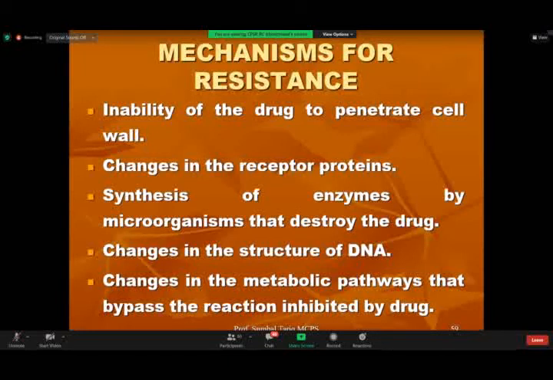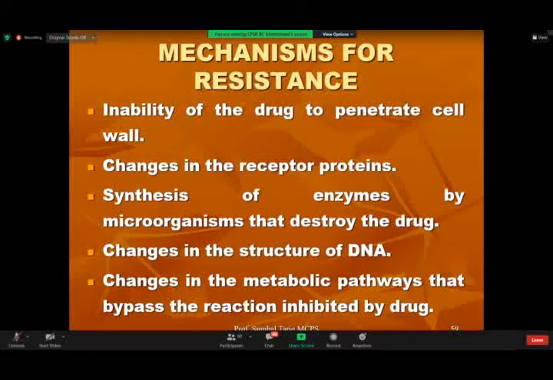So they start producing beta lactamases, and the beta lactamase enzymes produced by these microorganisms go and destroy the penicillin. And when they destroy it, there is no effect of that penicillin on these bacteria, and they can also cause changes in the structure of DNA.